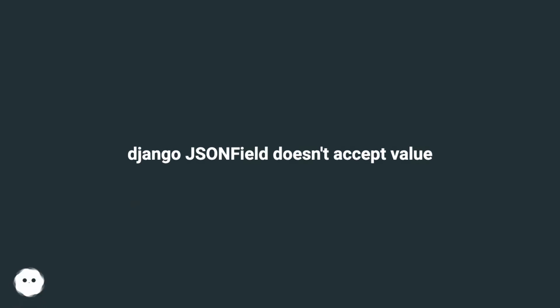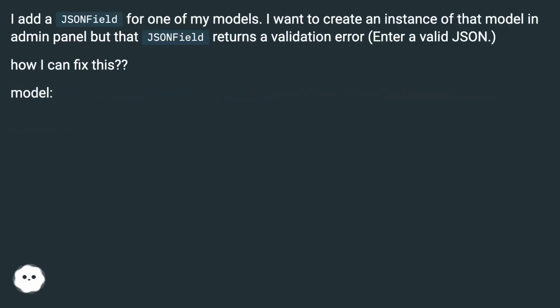Django JSONField doesn't accept value. I add a JSONField for one of my models. I want to create an instance of that model in admin panel, but that JSONField returns a validation error, enter a valid JSON. How I can fix this? Model.